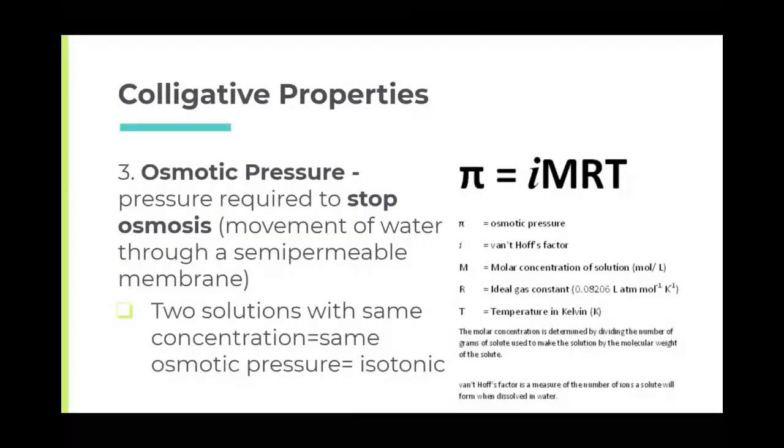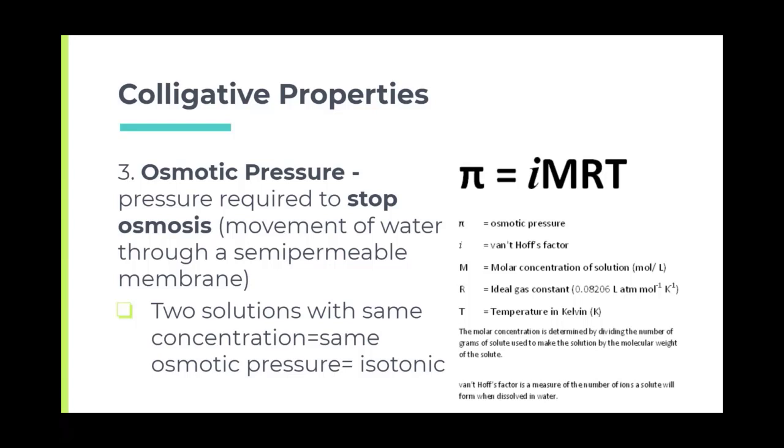So finally, the third colligative property we're going to talk about is osmotic pressure. This is the pressure required to stop osmosis. And if you'll remember from biology or maybe earlier this semester, osmosis is the movement of water through a semi-permeable membrane. So that means that water is able to go through a membrane, but whatever your solute is not. And so the goal here is to get 2 solutions with the same concentration, which is also the same osmotic pressure, and that's what we call isotonic.